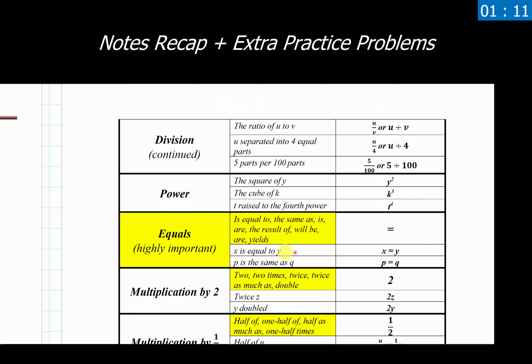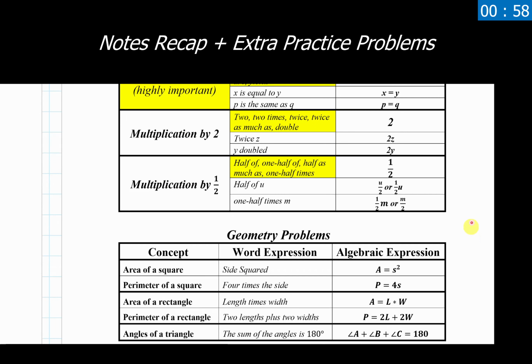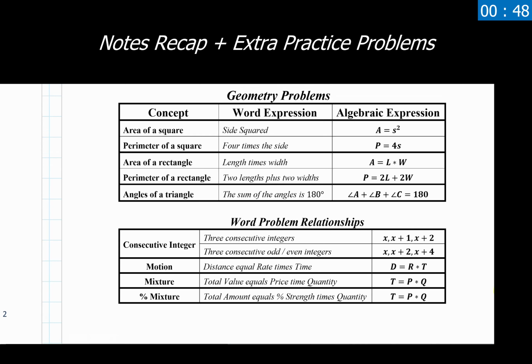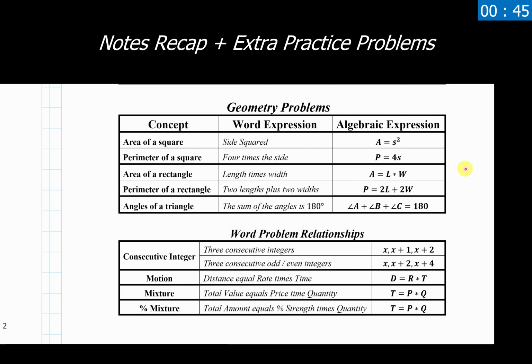Especially be on the lookout for the equal sign buzzwords. These are really, really important. I think they make translating problems a lot easier, and that we can break things down into smaller parts from there. We had some other parts with multiplying by 2 or multiplying by 1/2 or dividing by 2. Then we have a couple parts here with some geometry problems. We didn't see as many of these, but we covered those in some later sections, or maybe you'll see them on your homework. And then some word problem relationships, and having consecutive integers, consecutive numbers, and things like this as well.